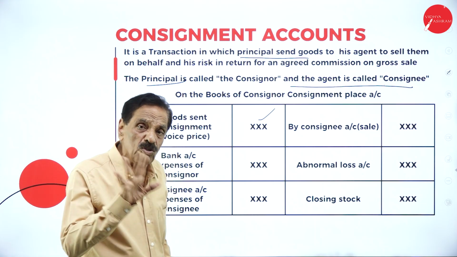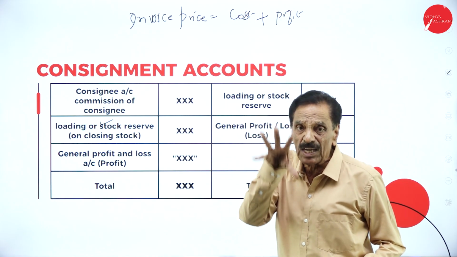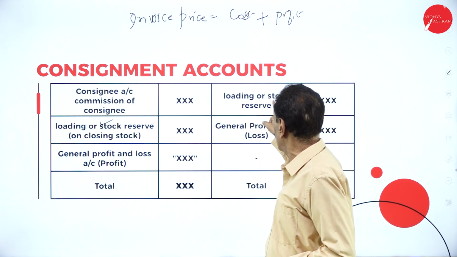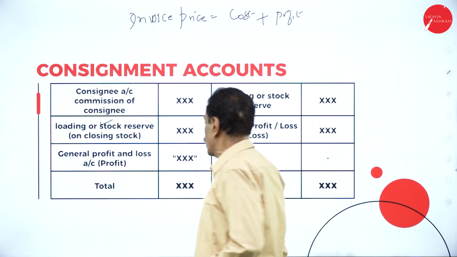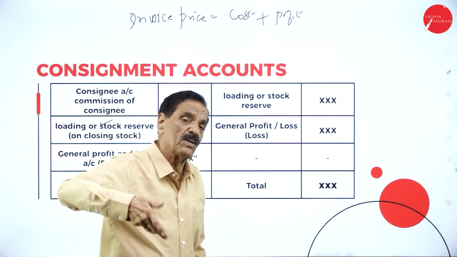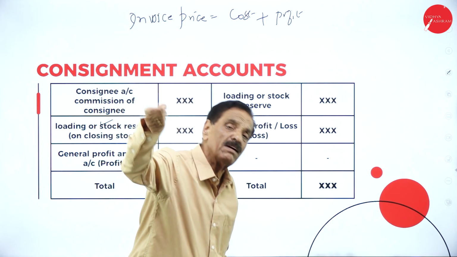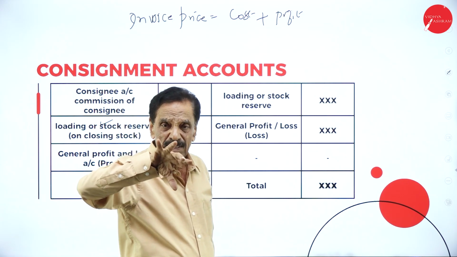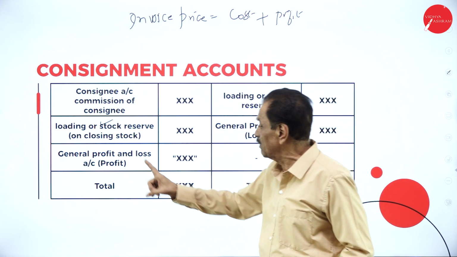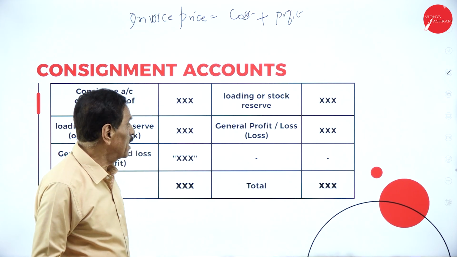Closing stock means unsold stock. Then we have to calculate the stock reserve. The stock reserve we calculate only when the invoice price is given. That is the extra money, so goods stock loading, you can say loading also or stock reserve on the extra money. If it is told, 200, 240, 40 rupees on goods sent on, you have to multiply that 40 into whatever the value of the goods sent on. That's called the stock reserve. Here, stock reserve on the closing stock. Whatever the difference comes, the difference is the profit and loss account.